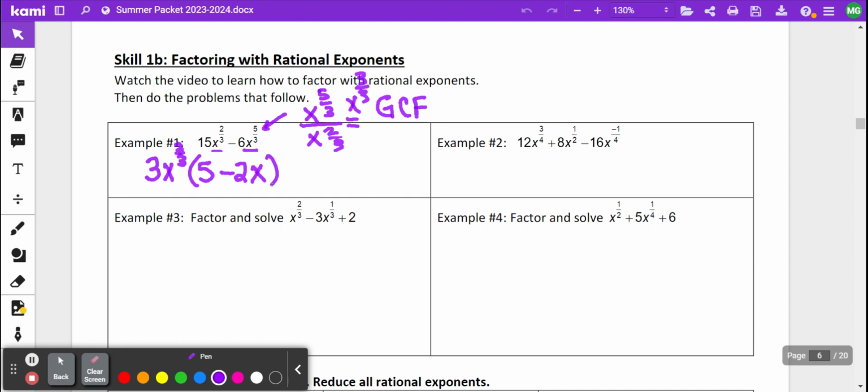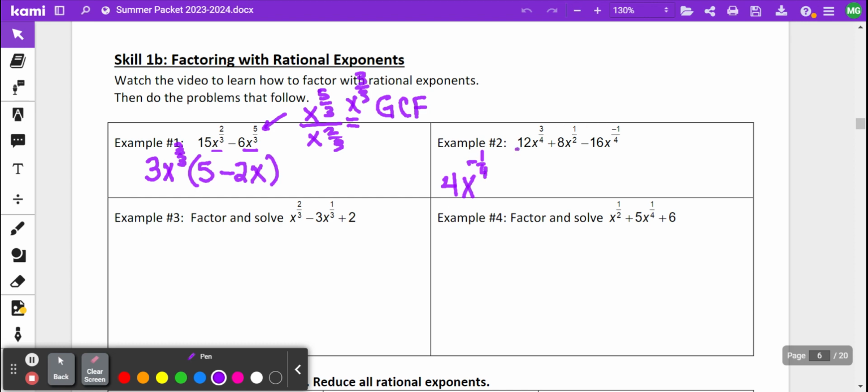Let's go ahead and look at example 2, and it's going to work very much the same way. We look at 12, 8, and 6, and we say, okay, what's the biggest factor of 12, 8, and 6? And that would be 4. And now we look for the smallest exponent. So the smallest exponent will be negative 1/4, right? We have a positive, positive, and a negative, so it has to be the negative value. So we take out x to the negative 1/4.